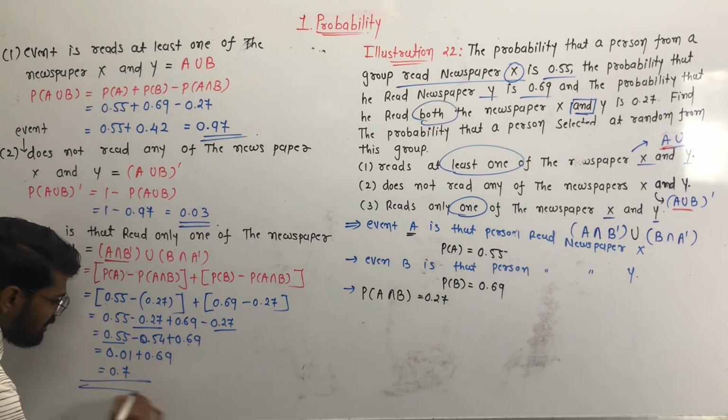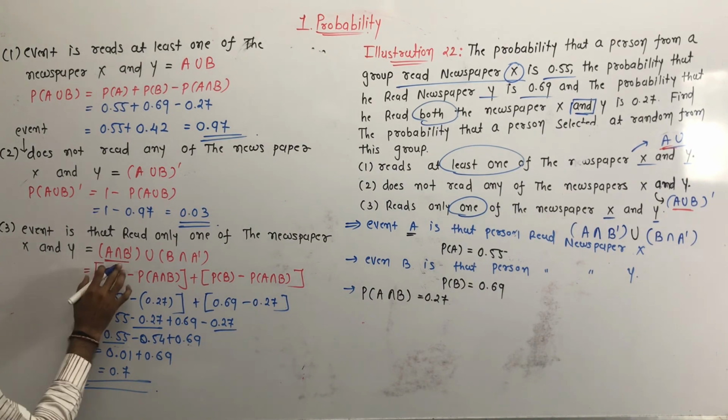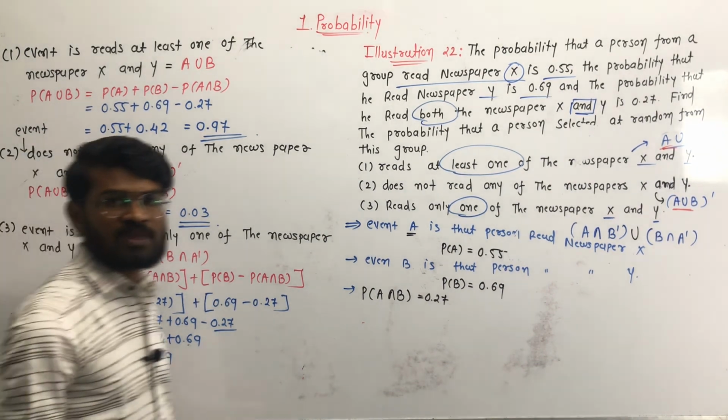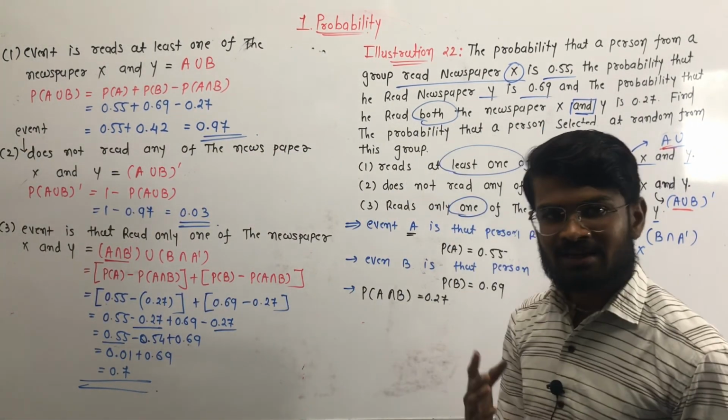Yes, clear? Okay, this is the probability for the event that reads only one of the newspapers X and Y. Clear? Write it down, understand it. Okay, it is too simple. Clear? Okay, so keep practicing and we will meet you in the next lecture.